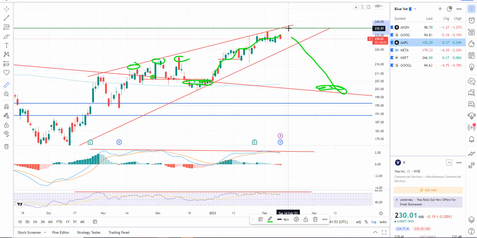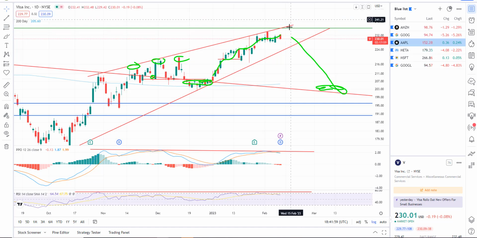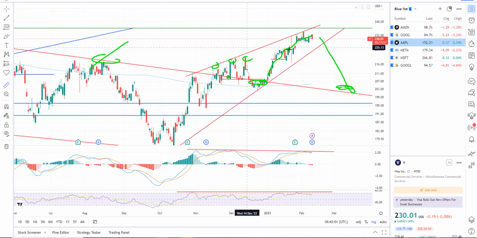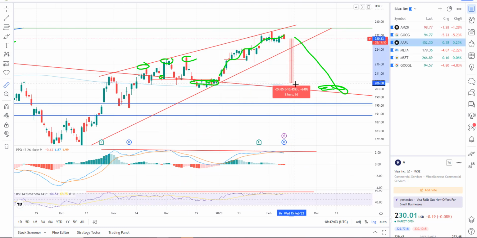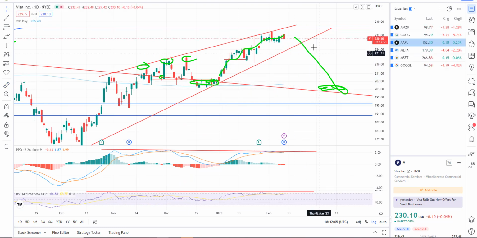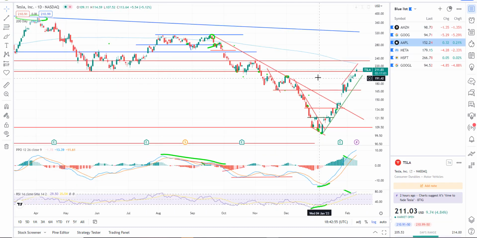So maybe this wants to grind a little bit higher up to that trend line. It's about 2.5% upside, and I think the downside really from here is about 10, 11%. So risk reward ratio is good. We just do not have a sell signal, so keep an eye out for that.